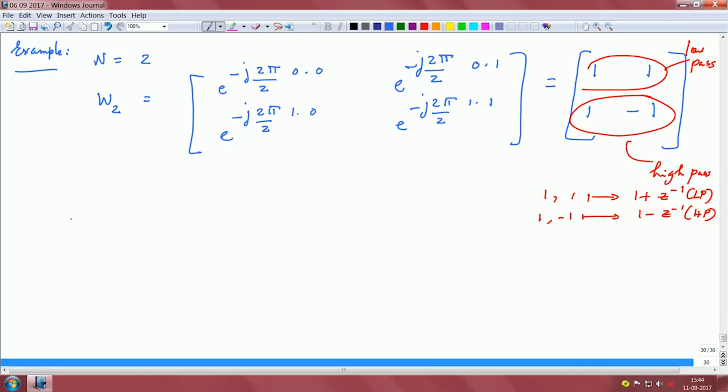gives us an indication that from the definition of this matrix W, we can interpret DFT as a filter bank.